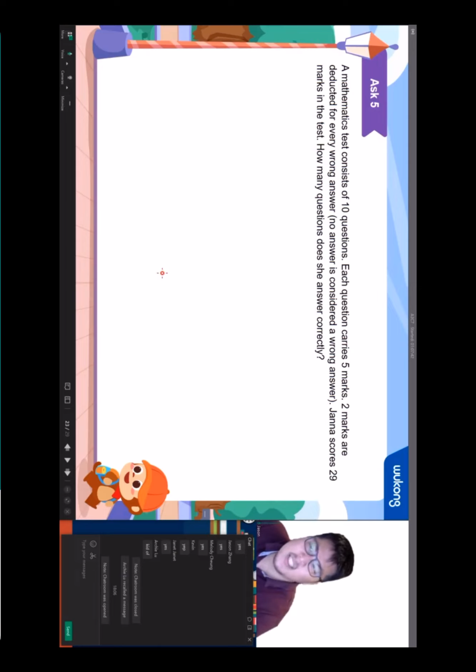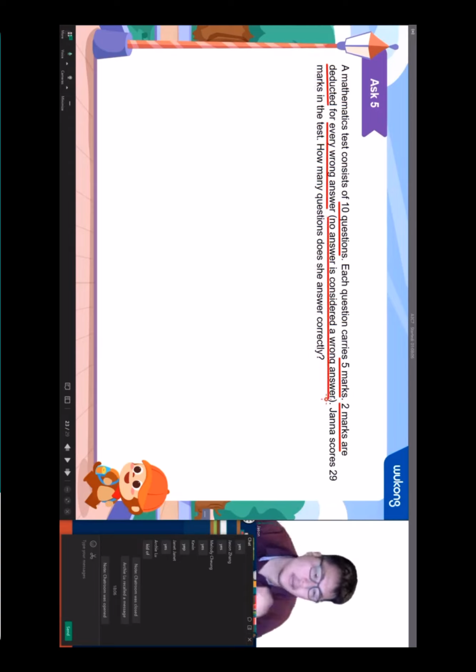So let's have a look at this test, guys. Now, this test has 10 questions. Each question carries 5 marks. So that means if you get this question right, you'll get 5 marks. But 2 marks are deducted, which means taken away, for every wrong answer. And even if you don't submit any answer, that will be considered as a wrong answer. So very, very harsh, guys.